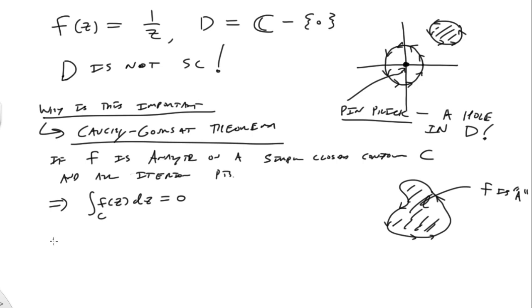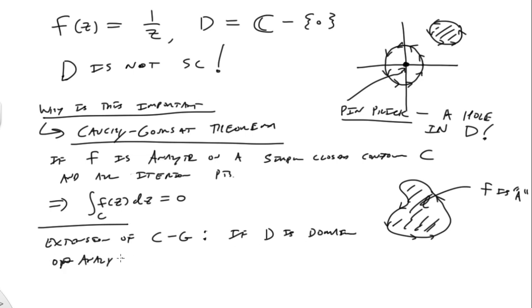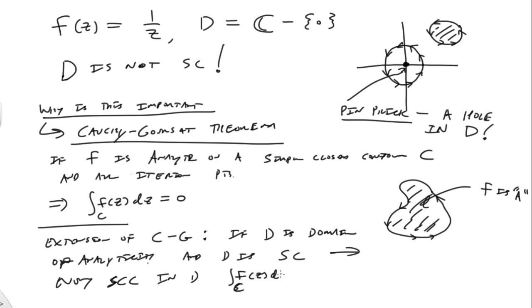So now, what we can do is extend this idea of what we'll call the CG theorem, which is that if D is a domain of analyticity, and D is simply connected, then every simple closed contour, SCC, in D has the property that if I take the integral around that contour, dz, it's 0.